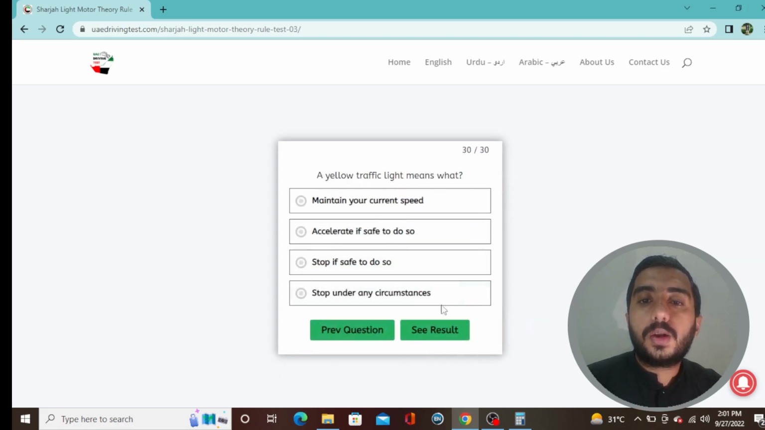Next question, and our last question is, a yellow traffic light means what? A yellow traffic light means stop if safe to do so. Option C is the correct one. And here the 30 questions of this quiz are completed. And now let's start quiz number 4 in this video.